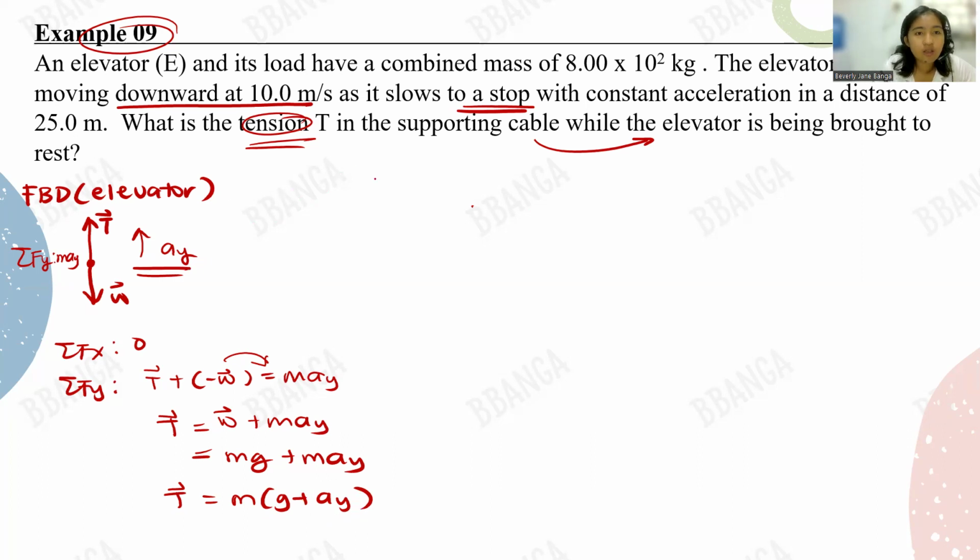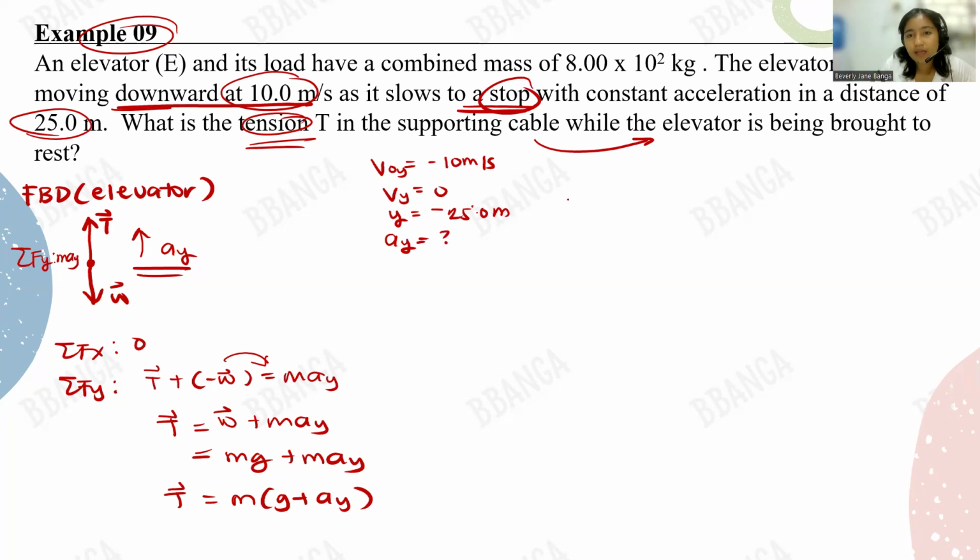Paano natin siya solve? So, merong binigay sa atin dito na VO is negative 10 meter per second. Initial yun. And negative siya kasi downward. And then V final is 0 kasi stop. And then, binigyan din tayo ng displacement. No? Y is 25 meters. Pero dahil pababa siya, magiging negative. So, hanapin natin yung AY. And this will use your fourth equation ng kinematics, which is Vy squared equal to Voy squared plus 2ay y minus y naught.